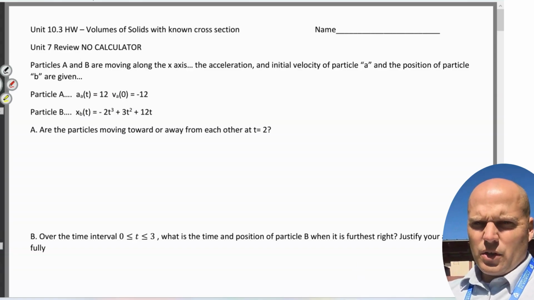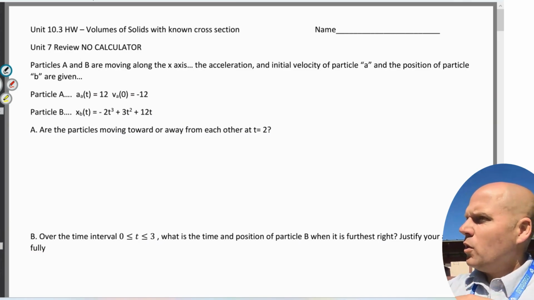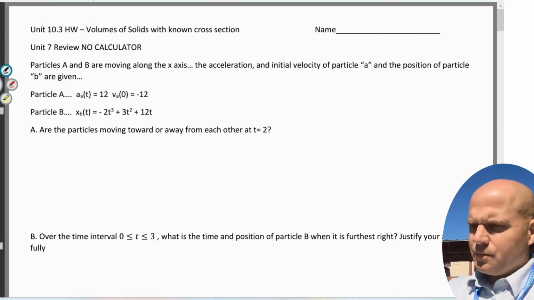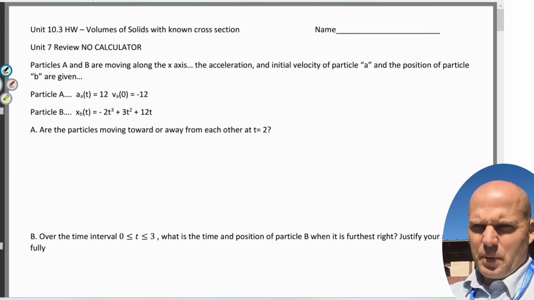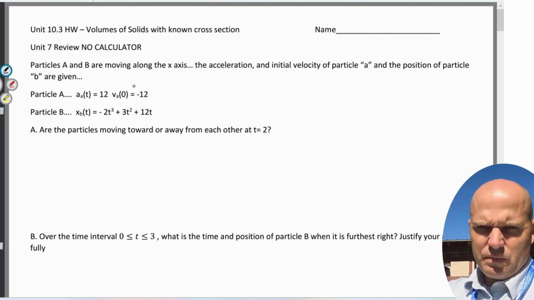Let's get into unit 7 review and then lesson 10.3, volumes of solids with known cross section, placing objects on top of regions. But we've got a big unit 7 review to do.